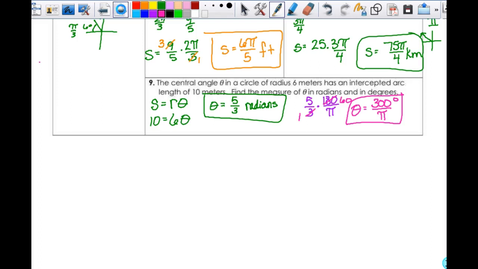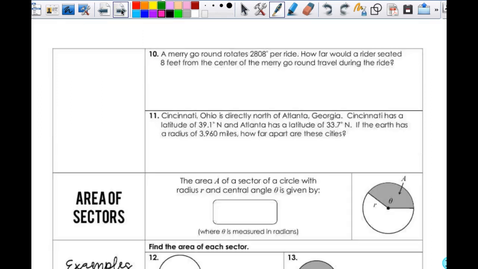All right. So it says a merry-go-round rotates 2,808 degrees per ride. How far would a rider seated 8 feet from the center of the merry-go-round travel during the ride? All right, so do you know the reference angle for 2,808 degrees? No, I wouldn't expect you to know that, or what that is in radians. So sometimes on these things we have to just straight up convert, which is what we're going to do.